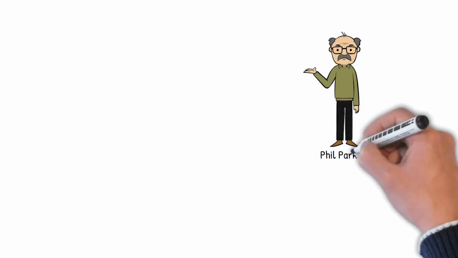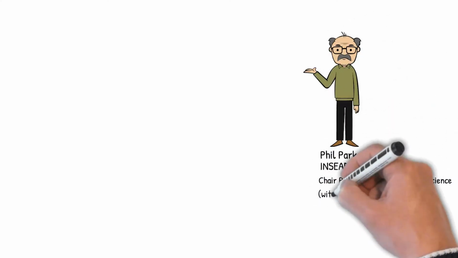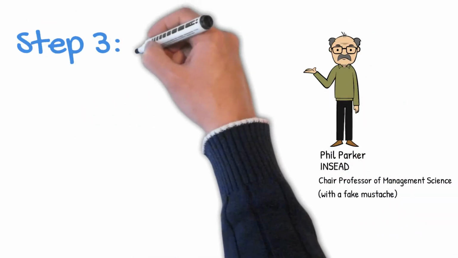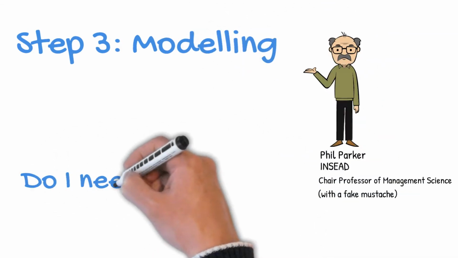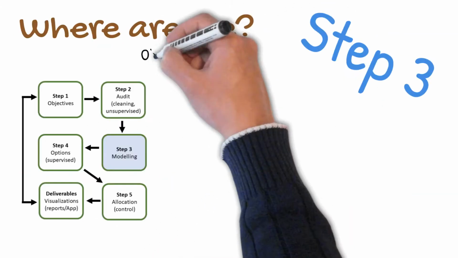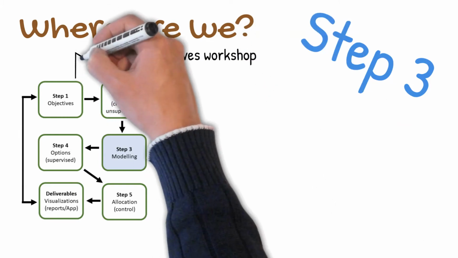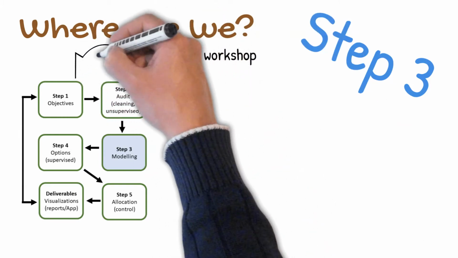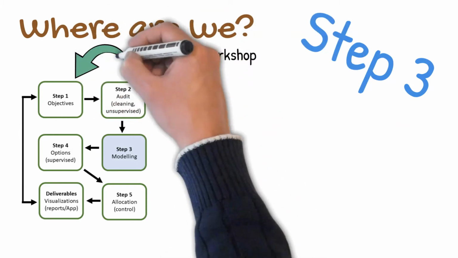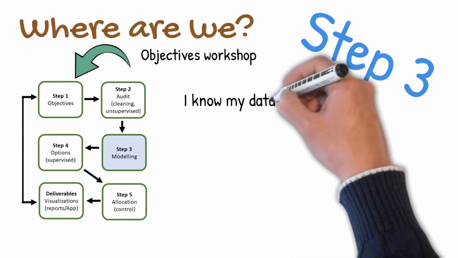The next phase of the strategic planning process I like to call modeling. In this phase, we'll try to understand if we have the right data and should we have even more data. Okay, where are we? We had a workshop that brought together leaders and developers to come up with concrete objectives. Then we went away and did quite a bit of data analytics.